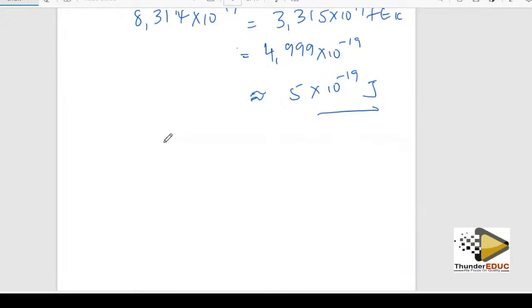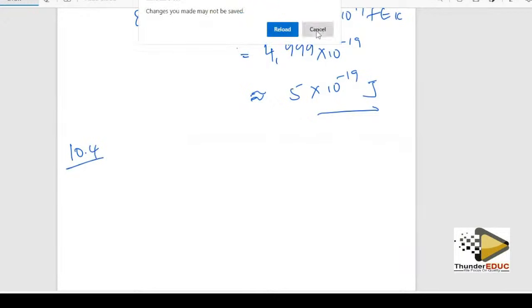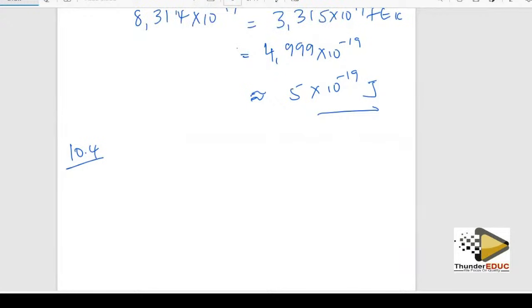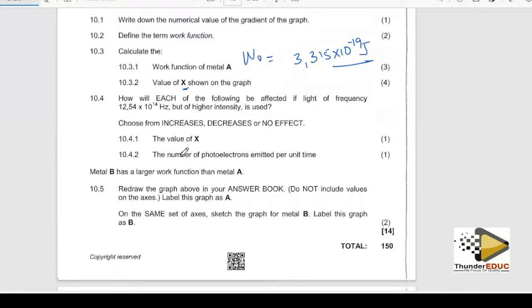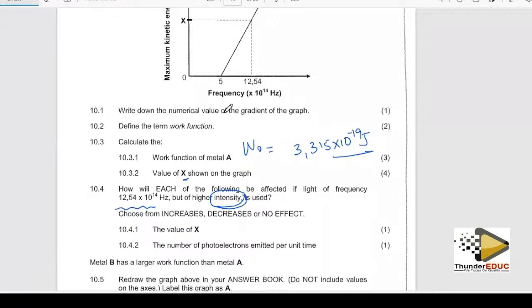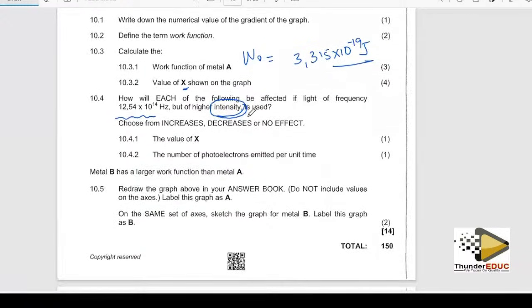The next question is going to be 10.4. How will each of the following be affected if the light of frequency 12.54 times 10 to the 14 hertz is of a higher intensity? So we're using the same frequency of light, but the intensity is the one that changes, okay? How will this have an effect on the value of EK?